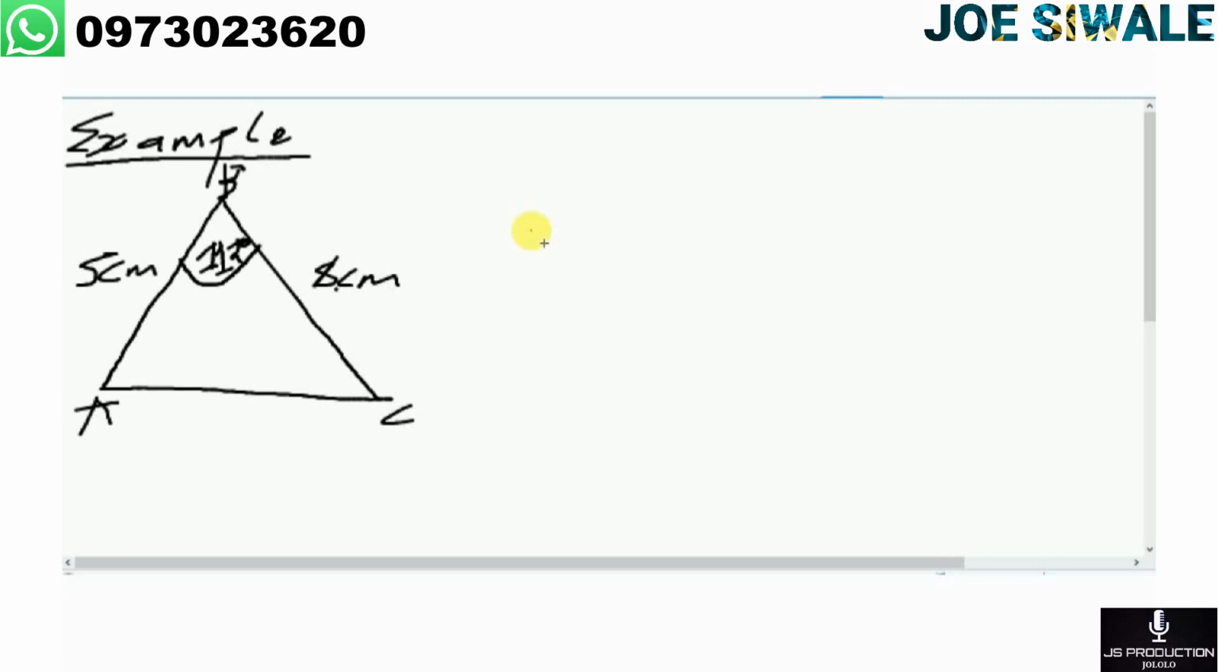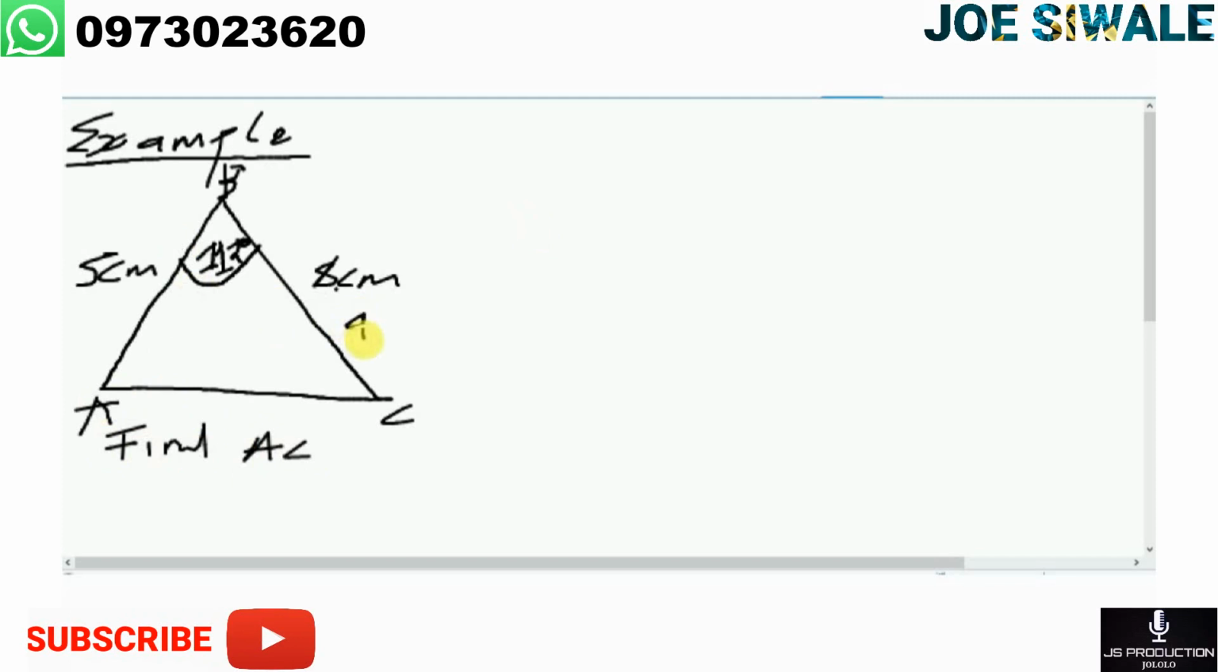And the question reads, find AC. Before we find AC, let us identify the parts of this triangle. The length that is opposite to A, this is small letter a. The length that is opposite to C, this is small letter c. And the length that is opposite to B, this is small letter b. So I'm trying to calculate length AC, which is small letter b.